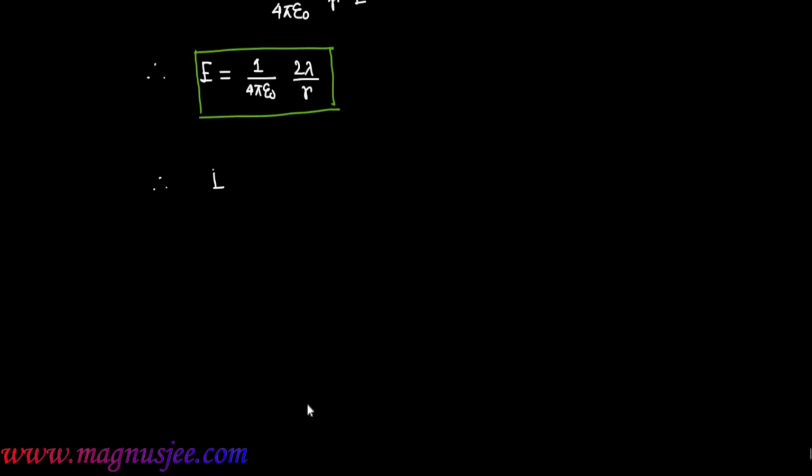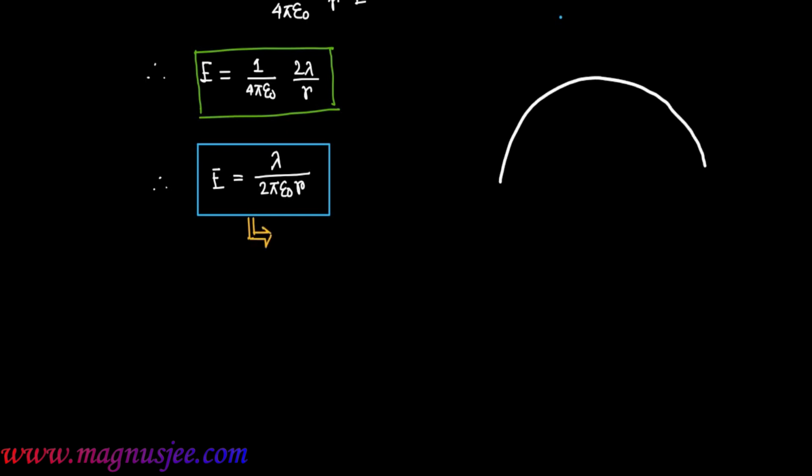This is the expression of electric field intensity at the center O of a semicircular arc. Therefore, E equals λ divided by 2πε0 r. In the diagram, we have a semicircular arc which is uniformly charged with a charge q. MN is the diameter of the semicircular arc. O is the center of this semicircular arc. We can denote the y-axis and x-axis, and also the negative y-axis, that is Y prime.